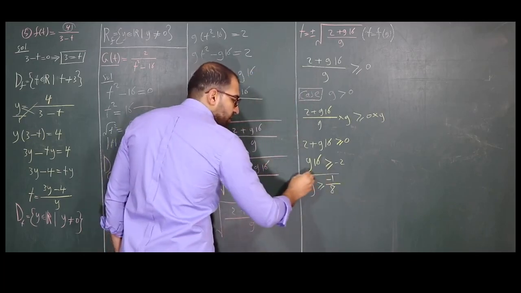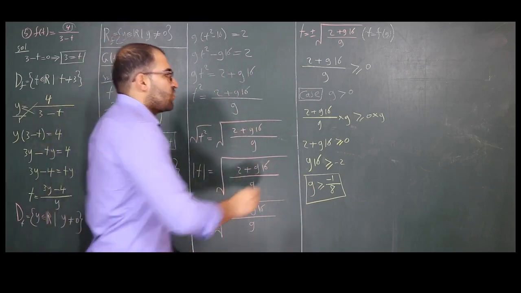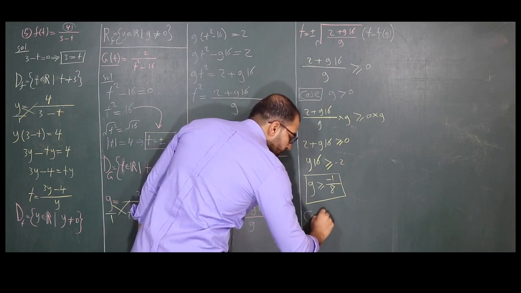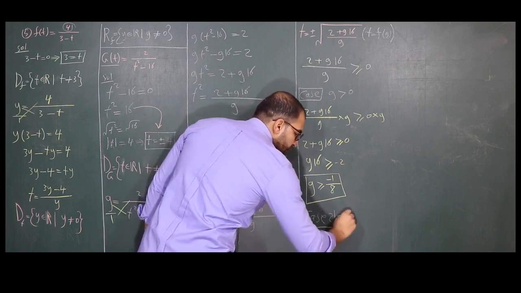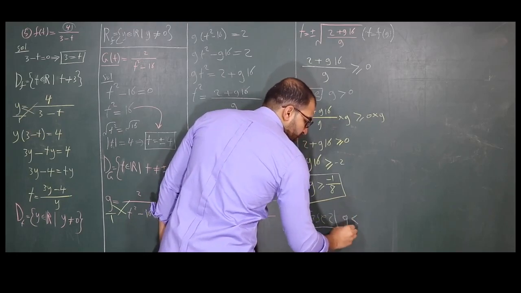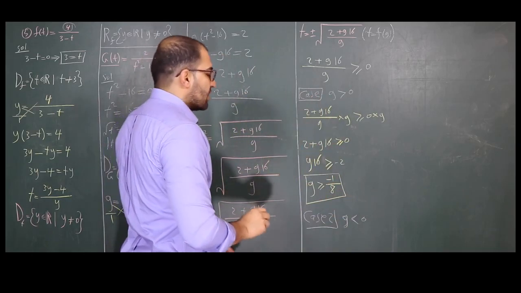So this is the first result. This is case 1, the case when g is just positive. Case 2, when g is just a negative number. Okay, g is less than 0. It cannot be 0, so I'm going to take it less than 0.